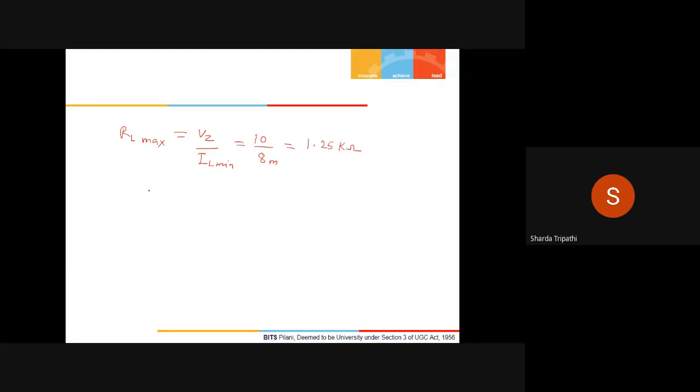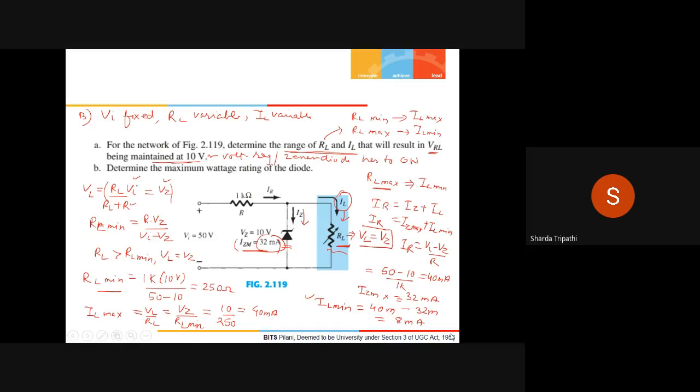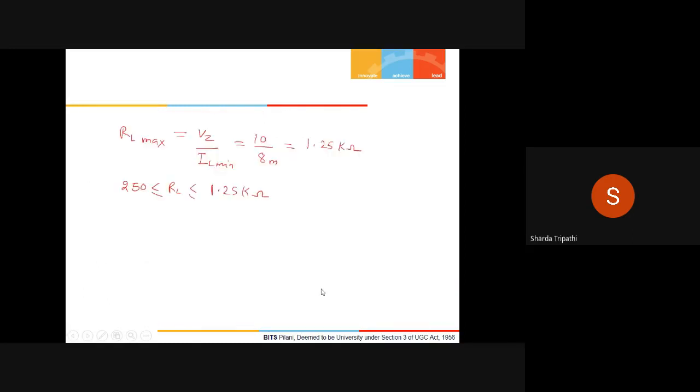So the range of RL for which the output voltage is regulated is that RL should be greater than or equal to 250 ohms and it should be less than or equal to 1.25 kilo ohms. Similarly, the range of load current IL: what is the minimum value? 8, and the maximum value is 40. This has to be greater than 8 milliamperes and less than 40 milliamperes. This is my required range.